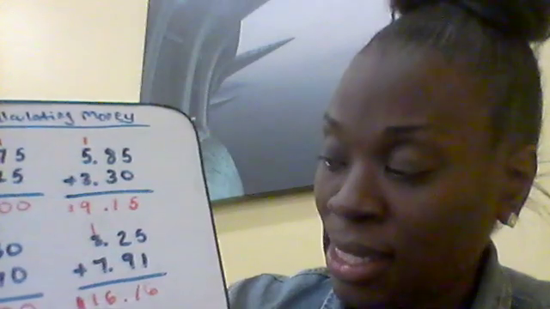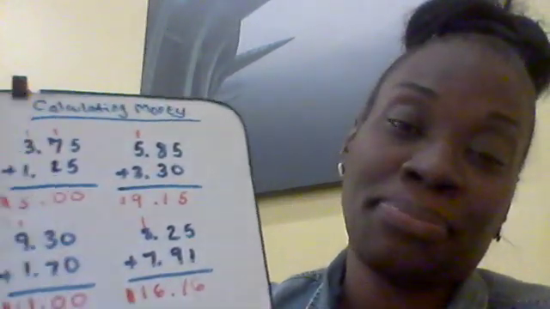Now, we drop our decimal down and we carry the 1 over, just like we were adding normally. Now, we have 1 plus 8 plus 7. So, 8 plus 7 is 15. If I add 1 more, how much do I have? 16. Very good. So now, if I had $8.25 and I added $7.91, how much would I have? $16.16. Okay?